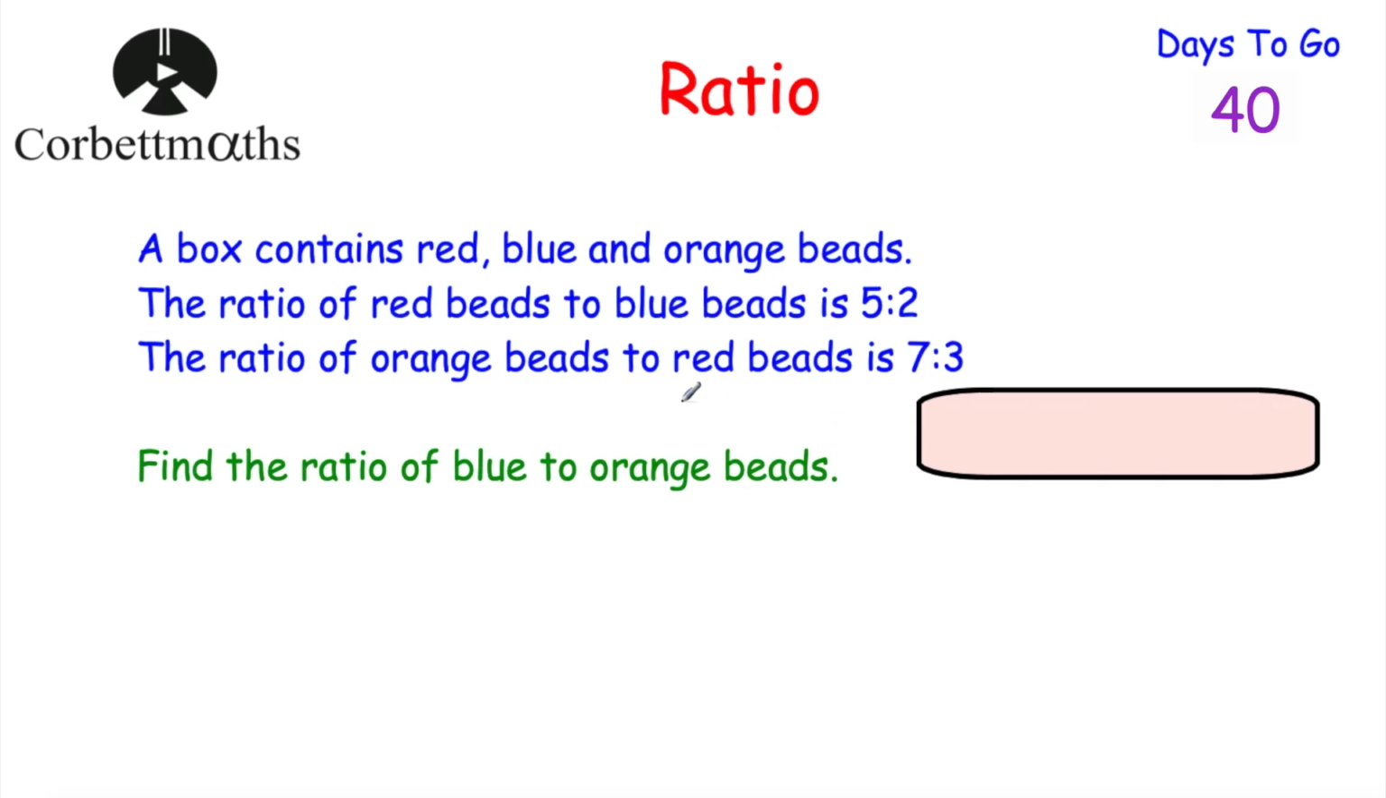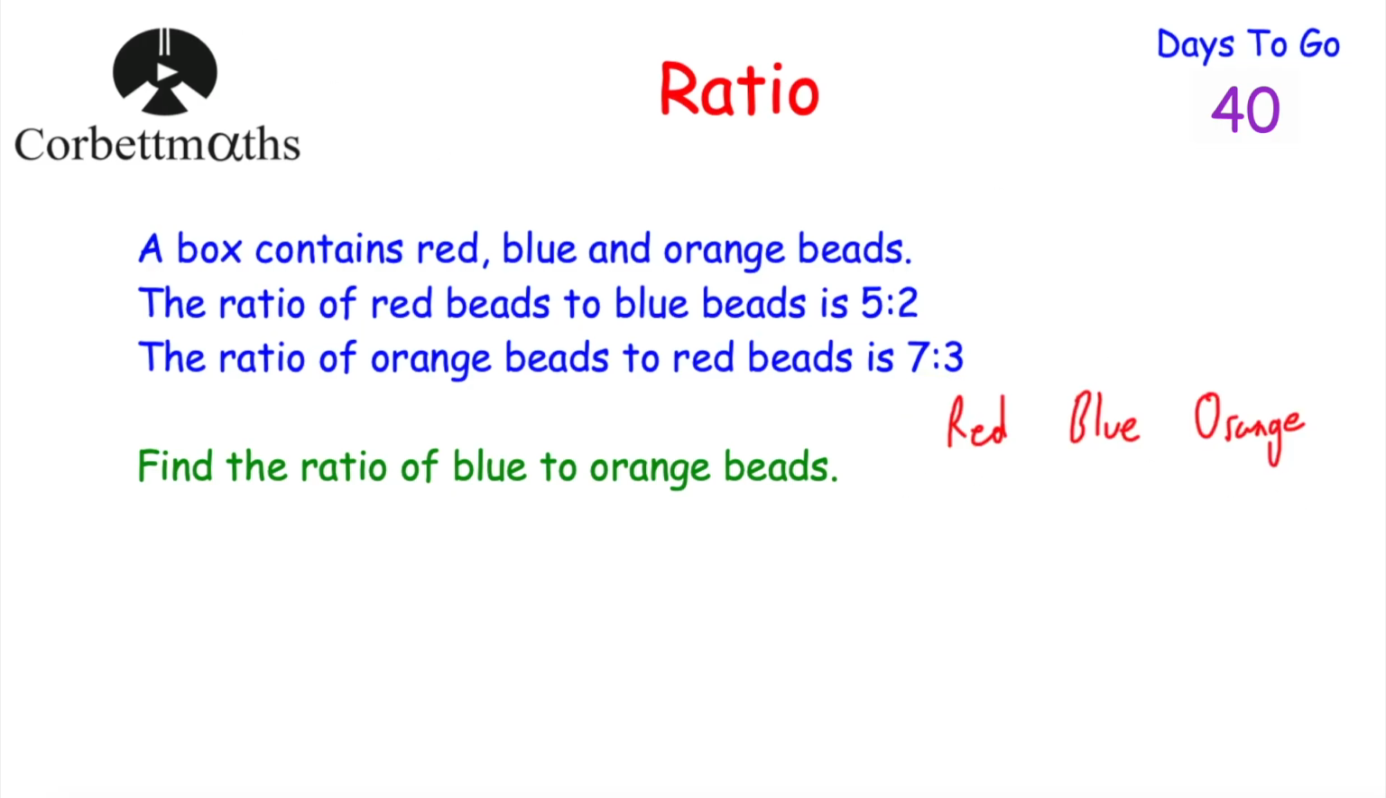Okay, so if we have a look at this, what I'm going to do to begin with is write down, because we're told there's red, blue and orange beads in the box, red, blue and orange. And then let's write down the ratios we've been told. We're told the ratio of red to blue beads is 5 to 2. So for every 5 red beads, there's 2 blue beads.